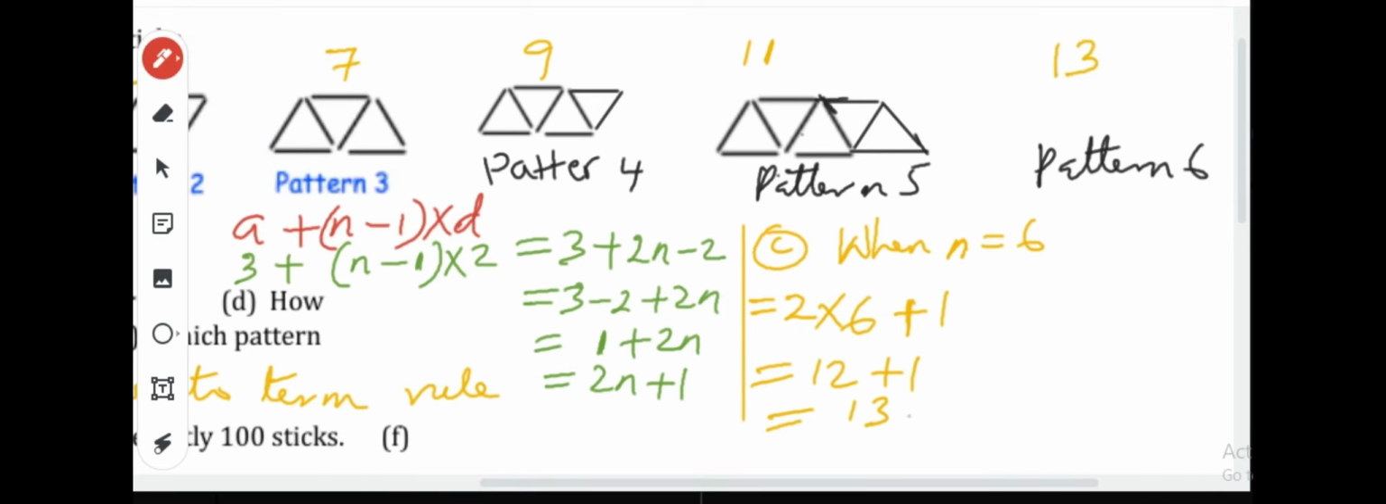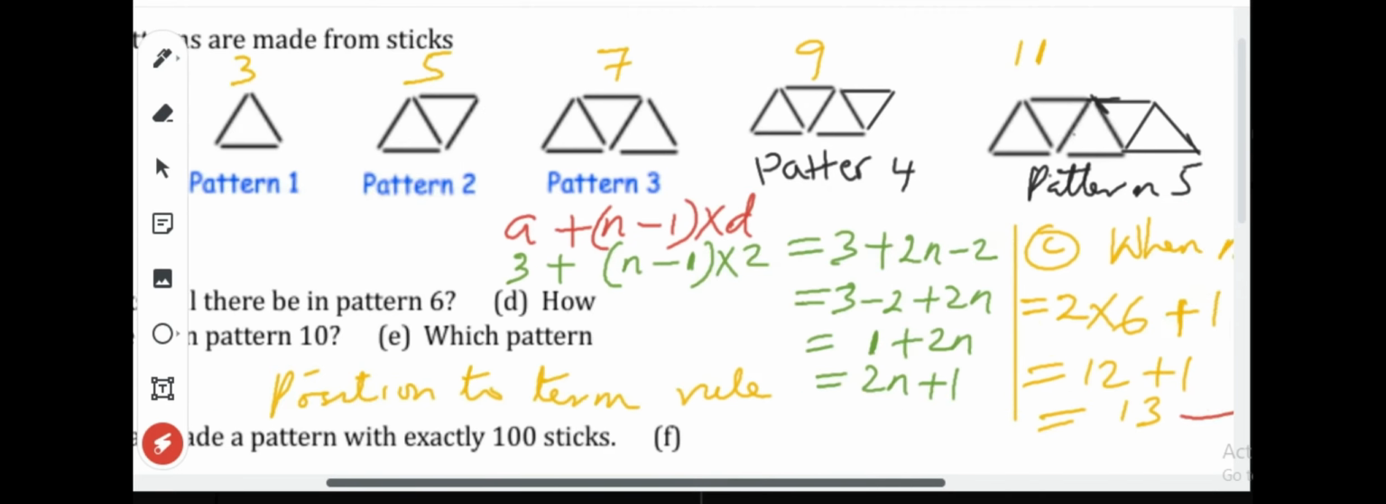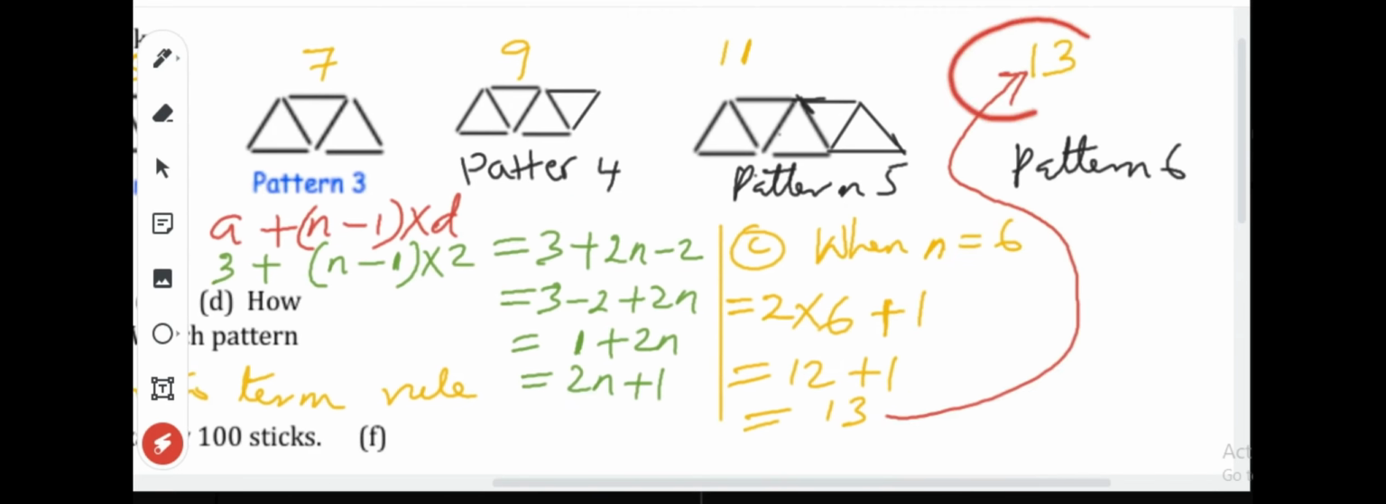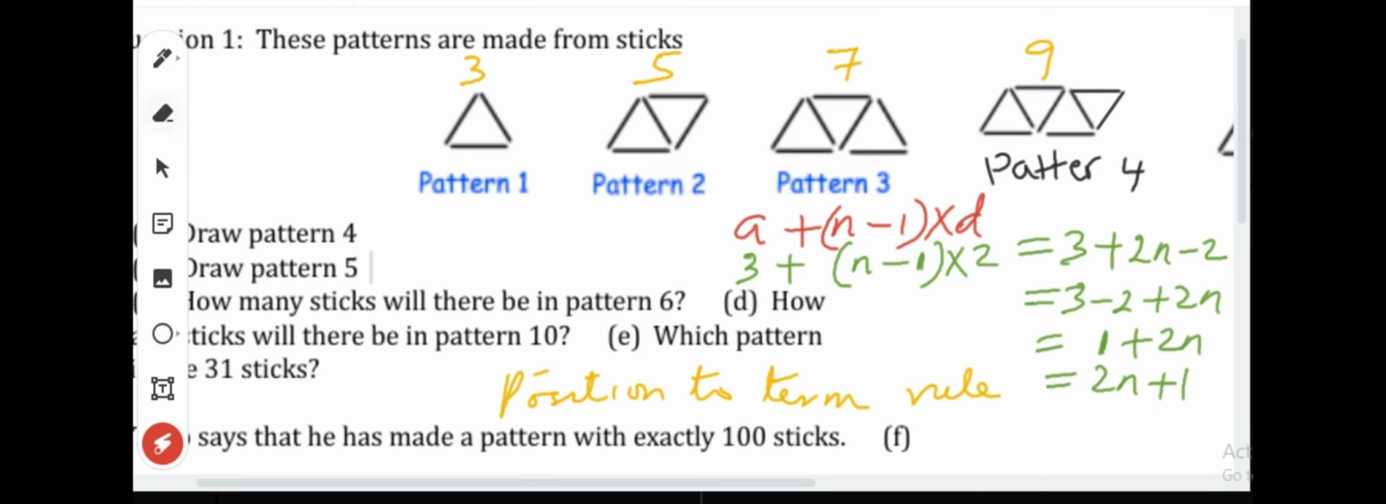It's the same value we are getting here. So any method can be used. So when n is equal to 6, or pattern 6, we have 13, which we would have gotten by saying plus 2 to get 13, because the term to term rule is plus 2.